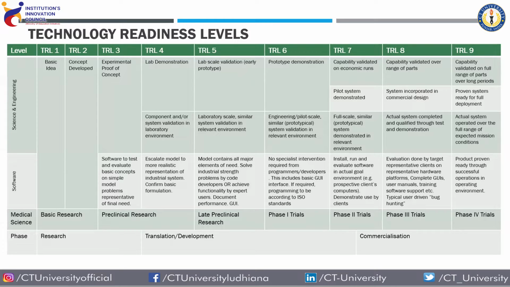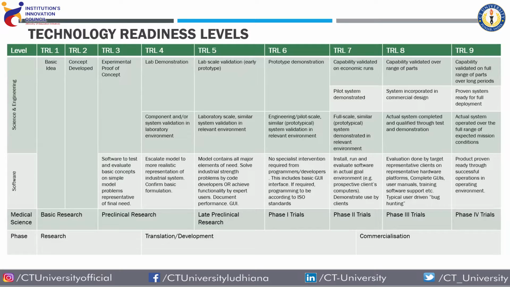In science and engineering, the TRL level 1 means the basic idea. What is the idea in our mind? The TRL level 2 means the concept developed. We have to do some analysis and develop that concept. We have to have a strong foundation about that concept. It is still in the concept phase, not yet developed, but TRL level 2 basically clears all our analysis part. TRL level 3 gives the proof of concept.